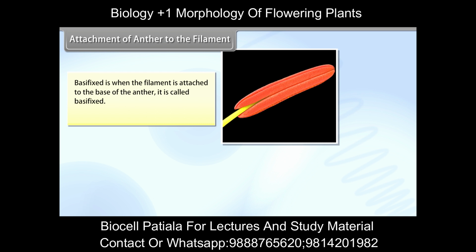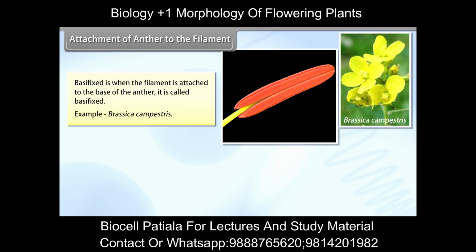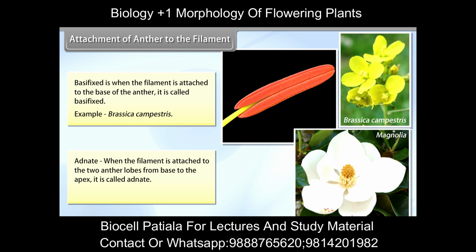Attachment of anther to the filament. Basifixed is when the filament is attached to the base of the anther. Example, Brassica campestris. Adnate is when the filament is attached to the two anther lobes from base to the apex. Example, Magnolia.